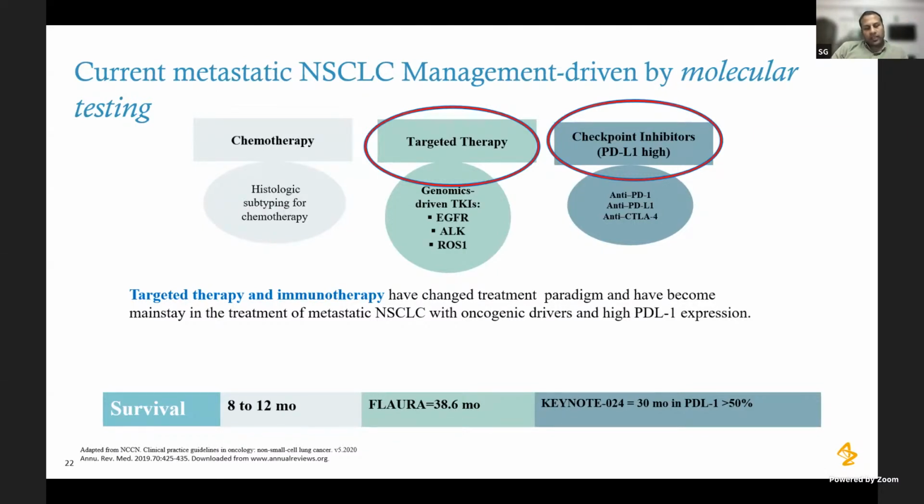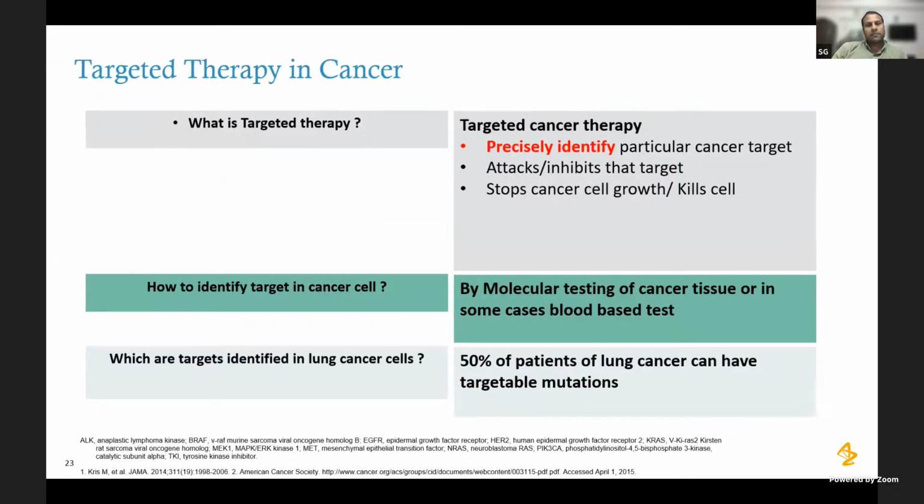With chemotherapy, average survival was around 8 to 12 months, which has improved to around 38.6 months based on the FLAURA trial, where osimertinib was compared with first generation TKI in EGFR mutated lung cancers. It was found to have a marked improvement in progression-free survival as well as overall survival with the addition of osimertinib. And for checkpoint inhibitors, based on KEYNOTE-024, in patients who have PD-L1 more than 50%, even single agent pembrolizumab was associated with an improvement in survival, with an average overall survival of 30 months.